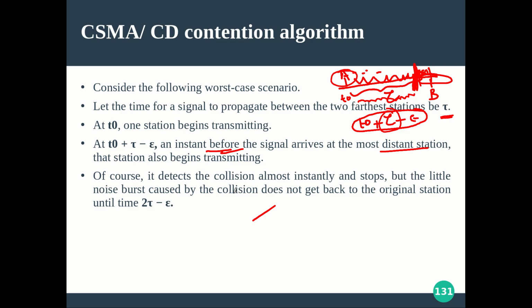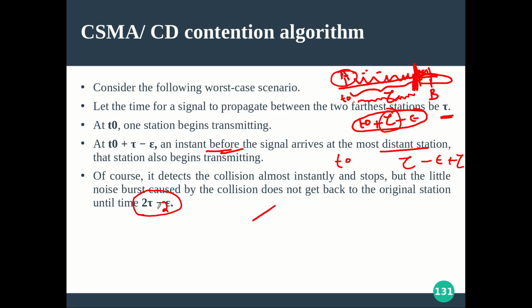So the total time: in the forward direction I started sending at T0, after tau minus sigma the signal collided, and for the collision signal to return it took another tau minus sigma. Together you can round it to 2 tau minus sigma. So after this much time, that means about 2 times the propagation time with some small constant subtracted, maybe one or two sigma.